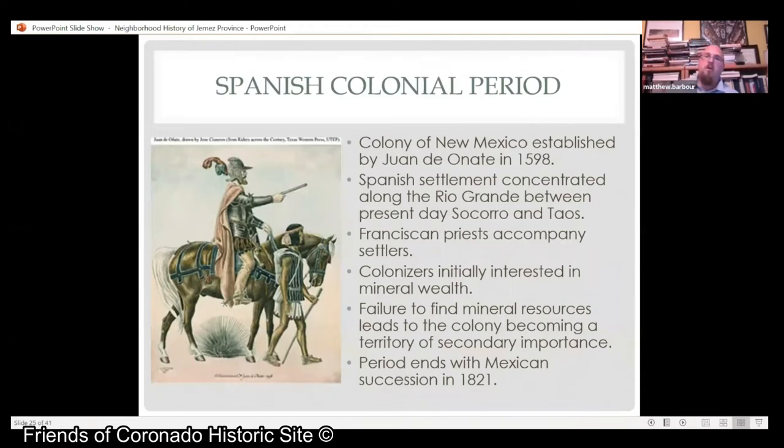So Spanish colonial period, the colony of New Mexico, the official colony that we now live in today, was established by Juan de Oñate in 1598. Most of Spanish settlement was concentrated between present day Socorro and Taos along the Rio Grande. Franciscan priests accompanied the settlers. And while colonizers were initially interested in mineral wealth, failure to find mineral resources leads to the colony becoming a territory of secondary importance. And then the period ends with Mexican succession from the Spanish Empire.